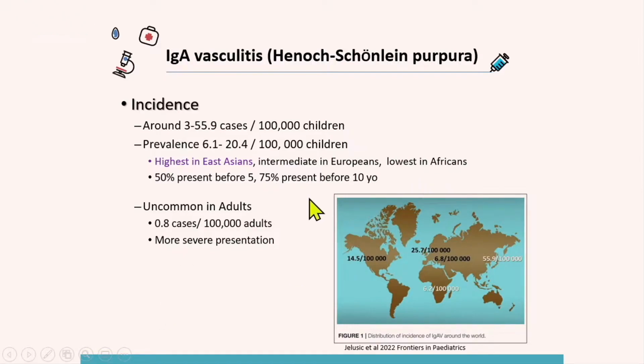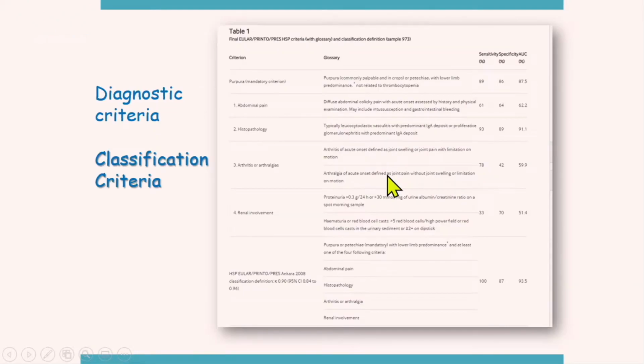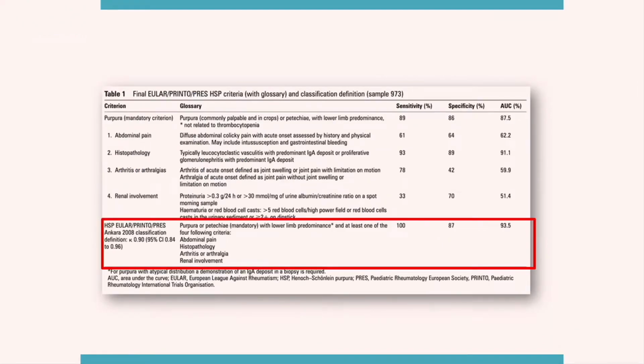It's pretty much a childhood disease, and it usually happens before 10 years of age, and it's rather uncommon in adults. Usually, adults, if they have it, it's very severe. We'll talk more about that. IgA vasculitis is regarded as a small vessel vasculitis, immune complex type. In this disease, we do not have diagnostic criteria as such; we have classification criteria, which are pretty clear. I'll show you in the next slides.